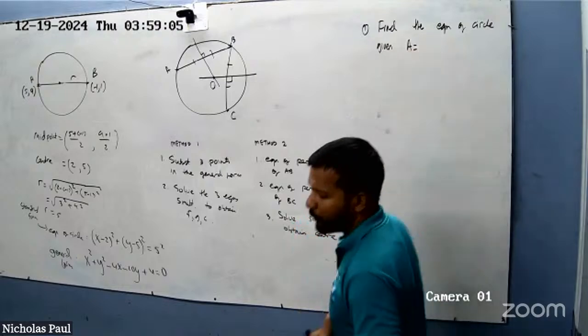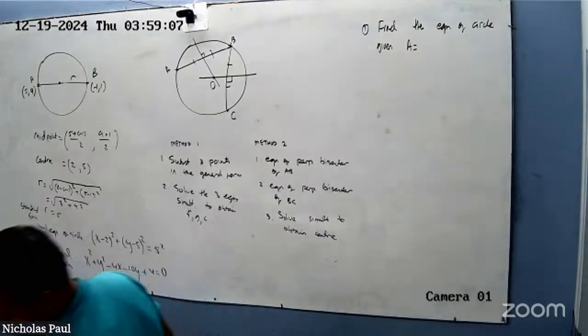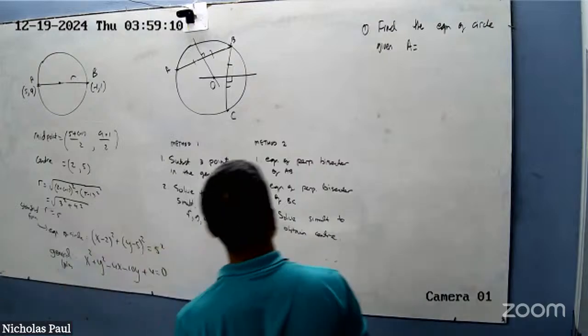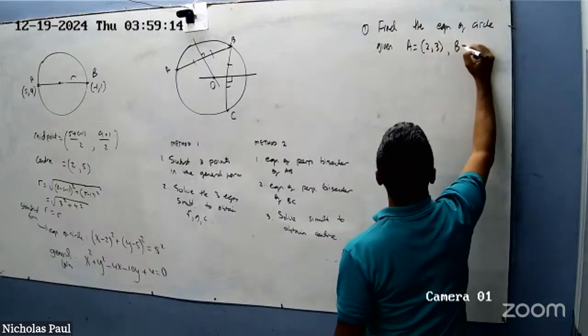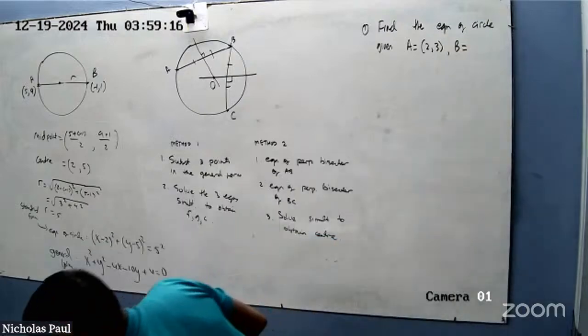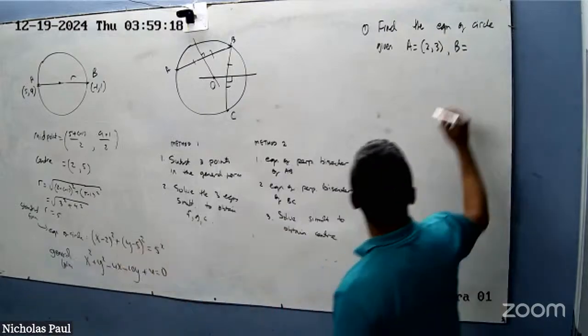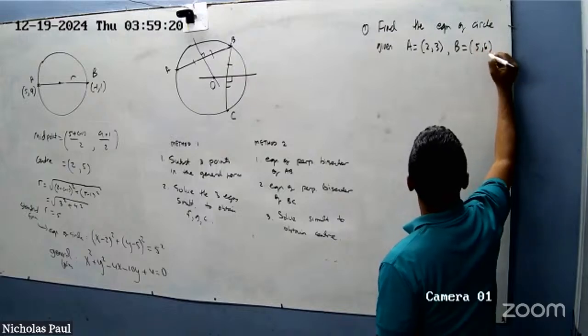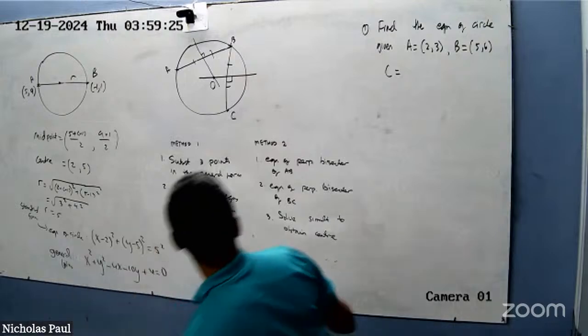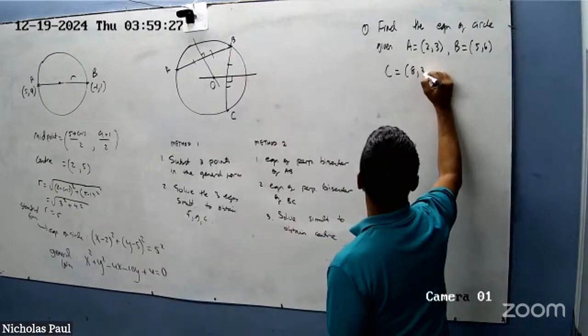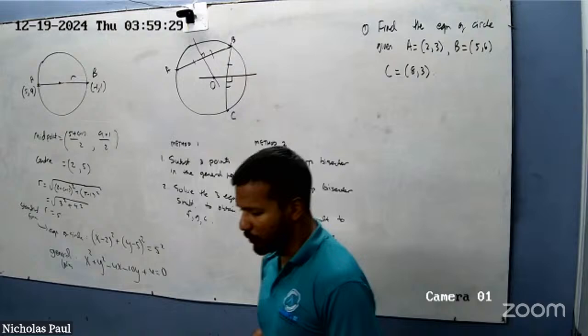We are doing both methods. Hopefully we get the same equation. A is (2, 3), B is (5, 6), and C is (6, 3). Make sure I give you points that will work out.